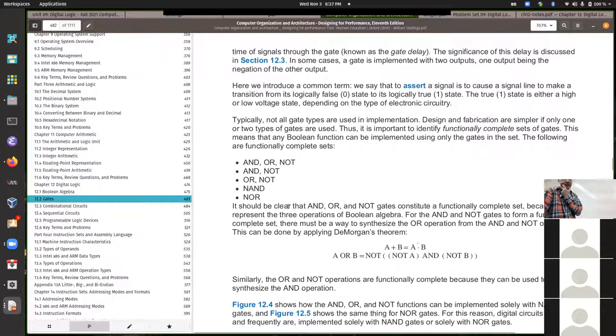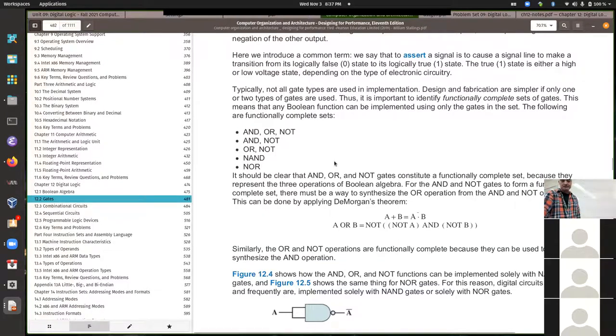Here in our textbook is where it talked about the functionally complete set. So AND, OR, and NOT is functionally complete. But surprisingly, you only need just NAND gates or just NOR gates to be functionally complete, okay? Where a NAND is just the NOT of the AND, right?